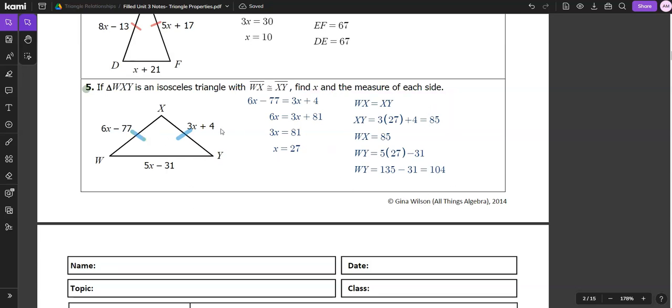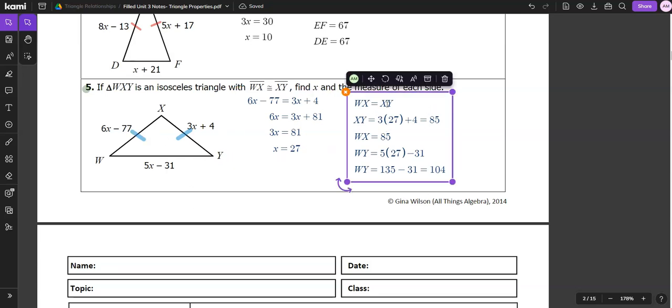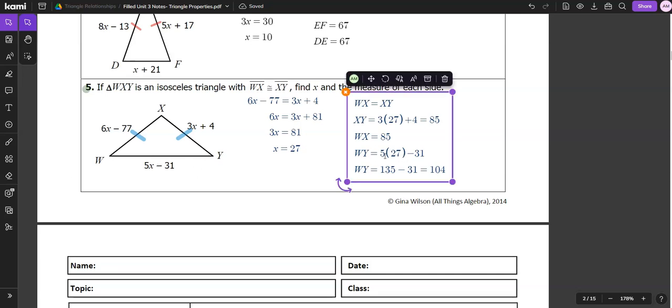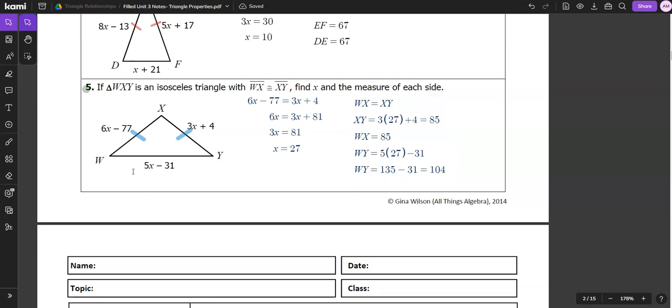And then to plug in for the sides, WX equals XY, so I solved with the easier expression. 3 times 27 was 81, plus 4 is 85. So XY is 85, WX is 85, and then WY is 5x minus 31. We have 5 times 27, which is 135, minus 31 is 104. They did not give me units on this one, so therefore I am not required to give units.